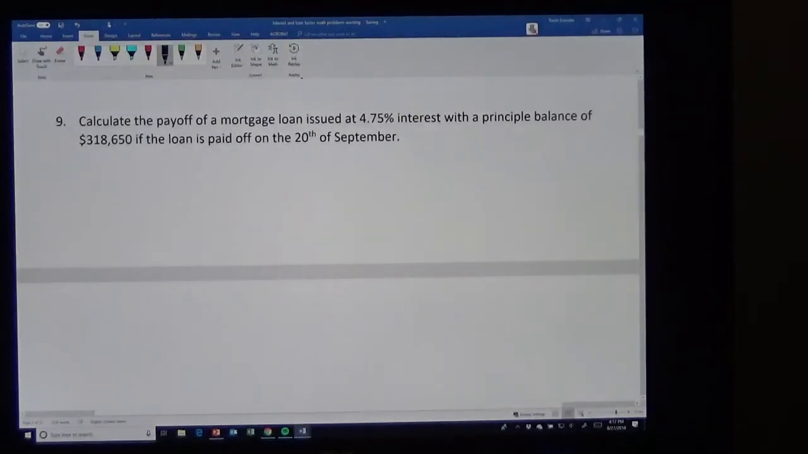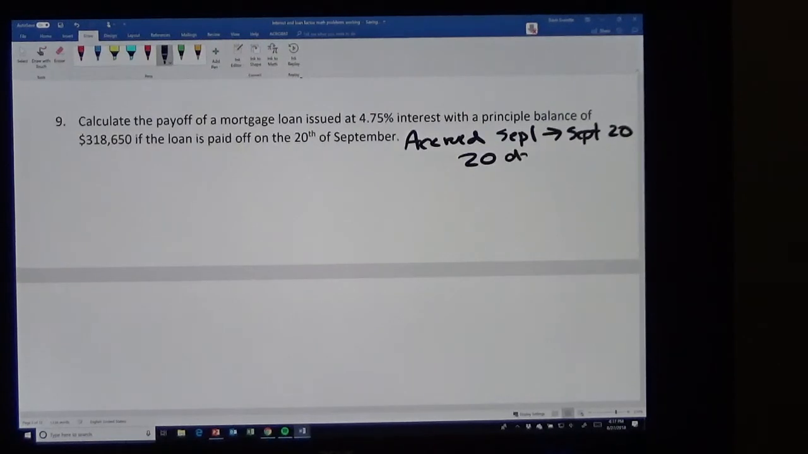Number 9 wants us to calculate the payoff of a mortgage loan issued at 4.75% interest with a principal balance of $318,650 if the loan is paid off on the 20th of September. So a payoff includes accrued interest, and the accrued interest in this case is from September 1 through September 20th, the closing day. So what we really need to know is how much interest is for 20 days. That's ultimately going to be the key to answering this question. We want to know how much interest is charged for a 20-day period of time.